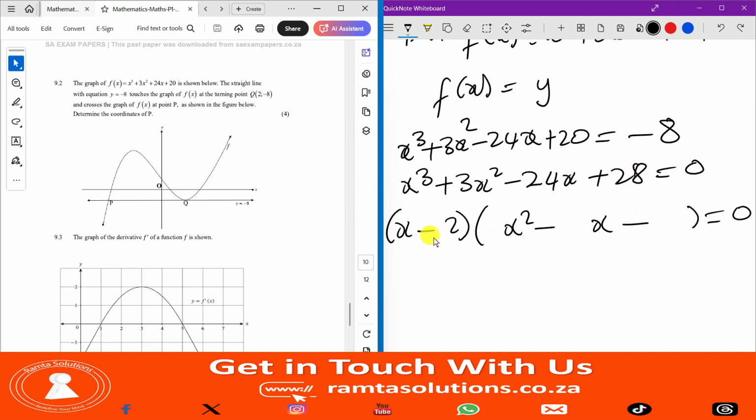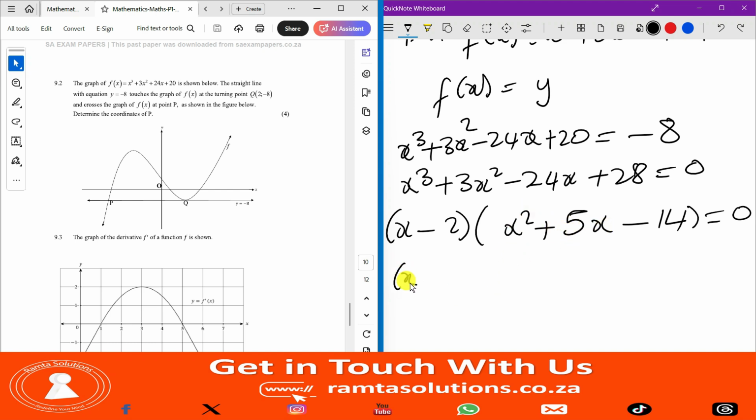Positive 28 divided by negative 2 will be negative 14. We need this to be positive 3x. We already have negative 2 times x squared, which is negative 2x squared. Negative times negative, x times x will be x squared. So this should be positive 3x squared, but here we have negative 3x squared. So this means this must be positive 5x.